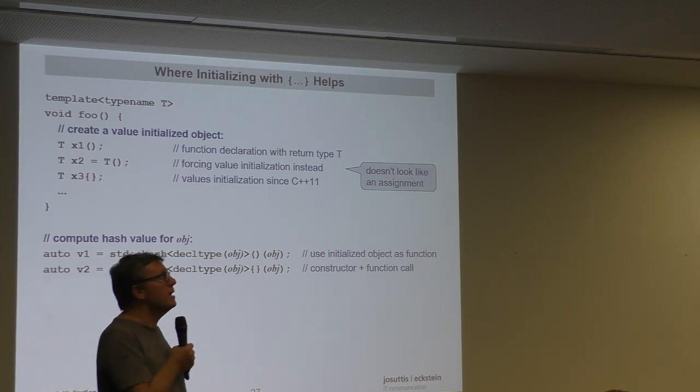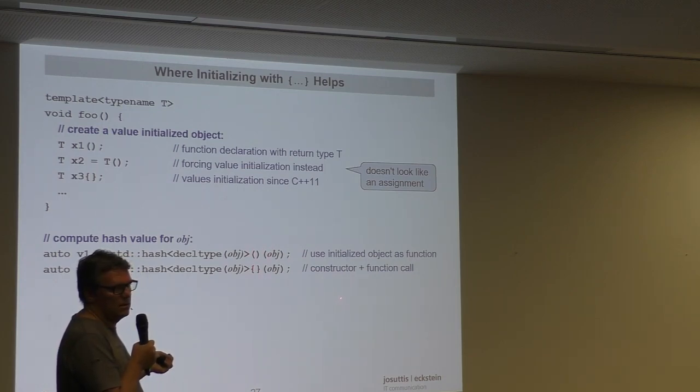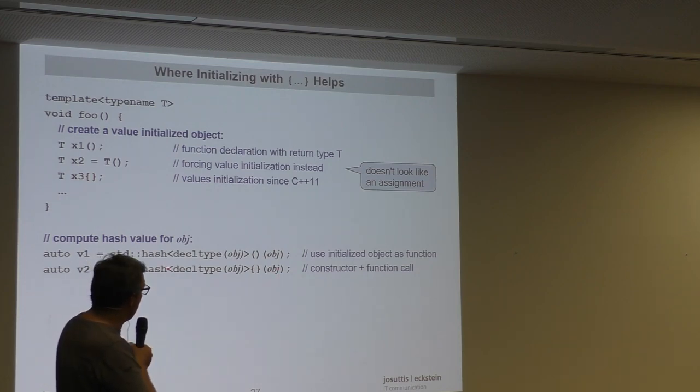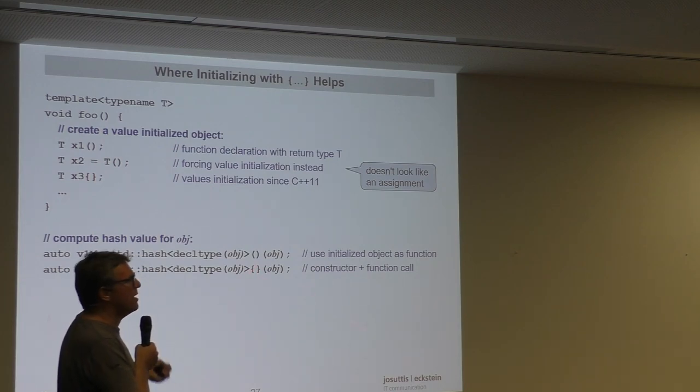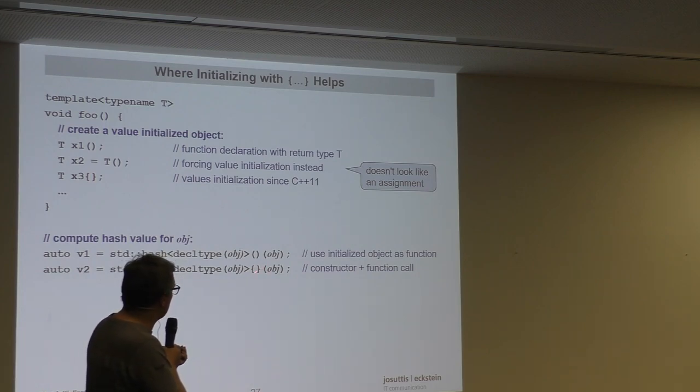So, can we do it better? Maybe yes, but can we make more clear what is happening here? Yes, because parentheses look like function calls, curly braces not. So if I write it that way, which I can do since C++11, I see, if I get used to it, that curly braces are used to initialize an object, that this is a constructor call, and then the object created by the constructor is used as a function.